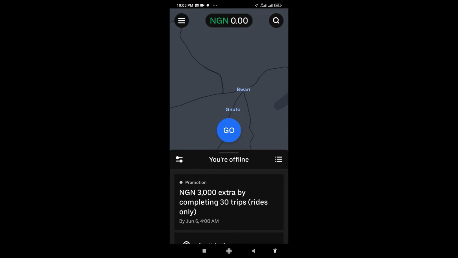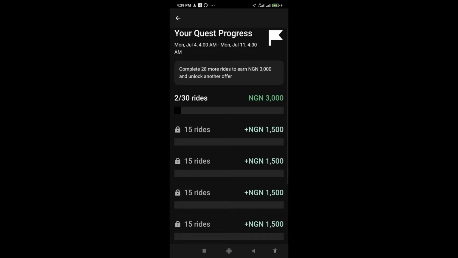And after completing 30 trips, for any other 10 trips you do extra, let's say you do 45 trips, they're going to add 1,500 to it. If you do another 10 trips, they're going to add another 1,500. So let's say you're just driving exclusively on the Uber app, you're going to get a whole lot of bonuses for that.